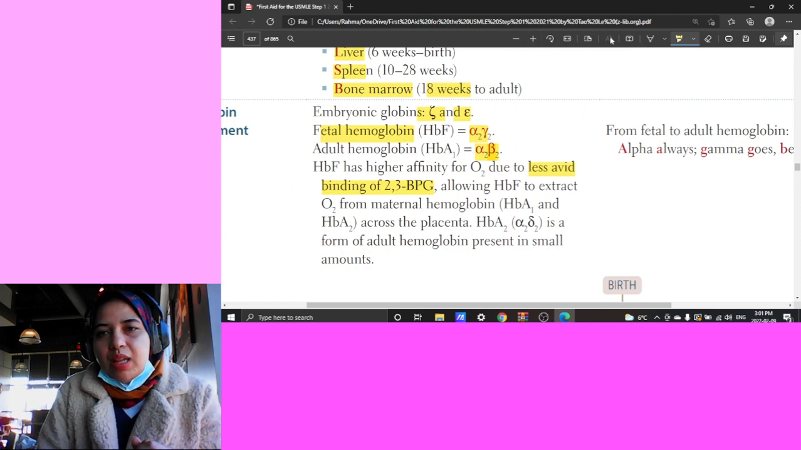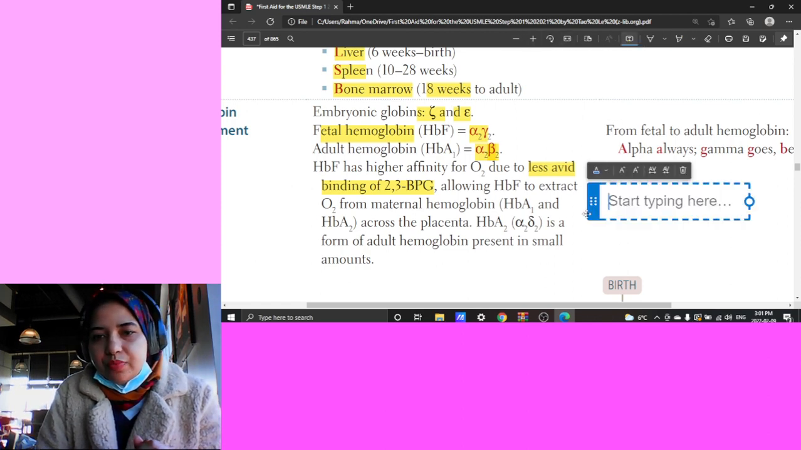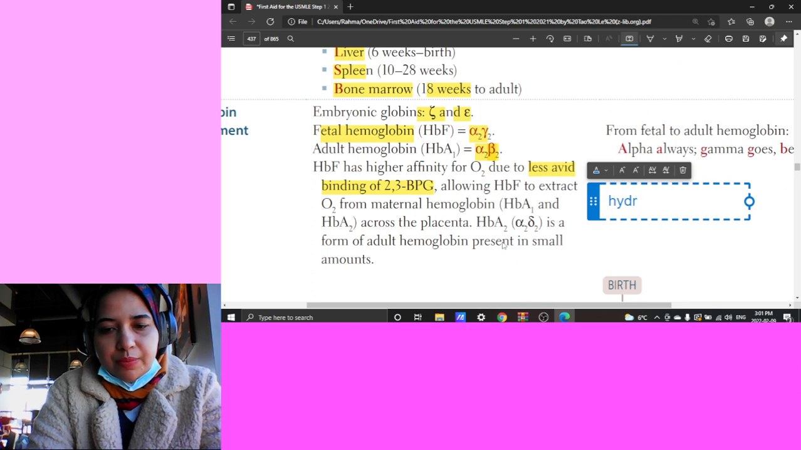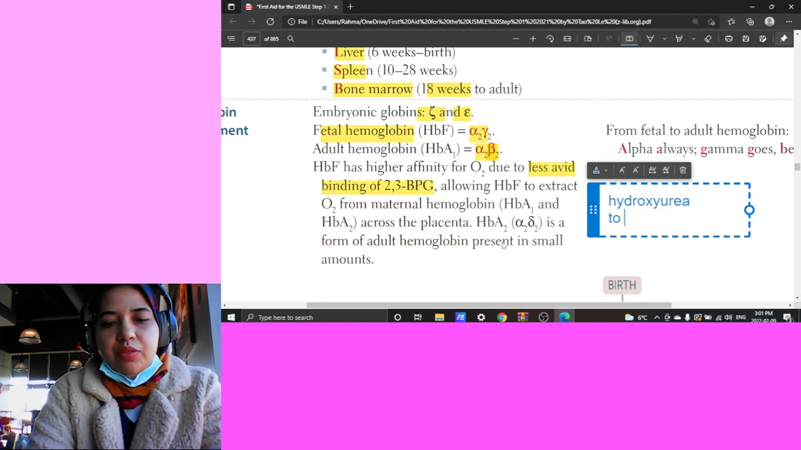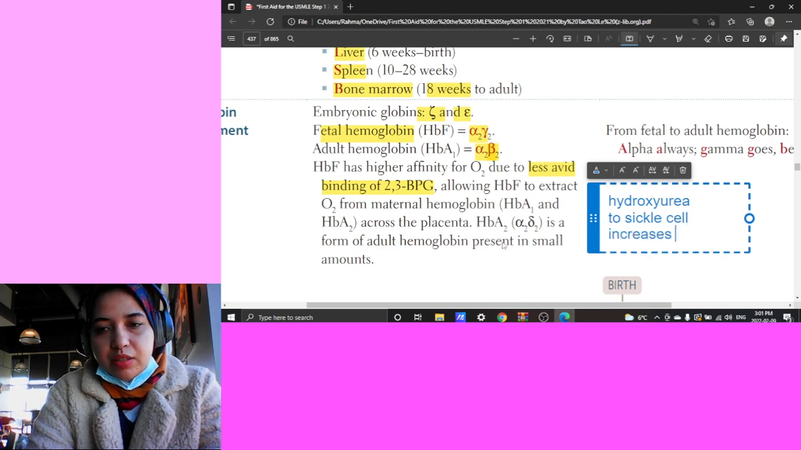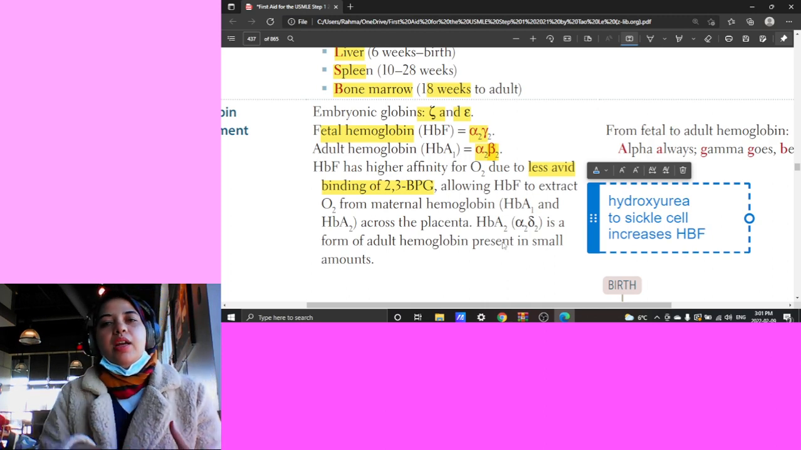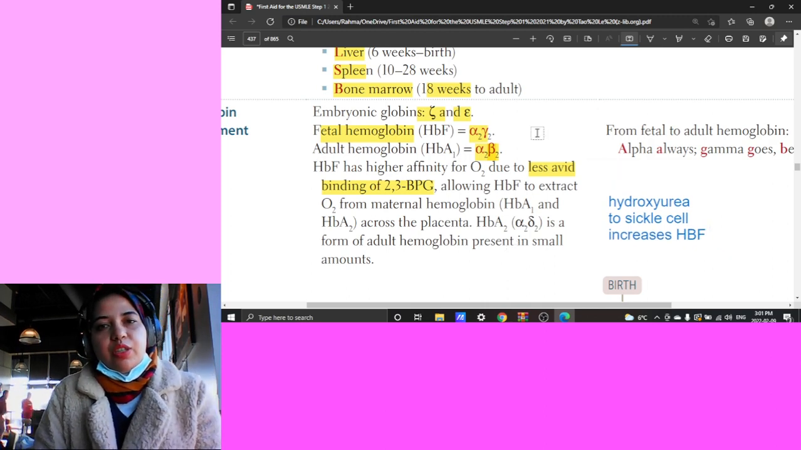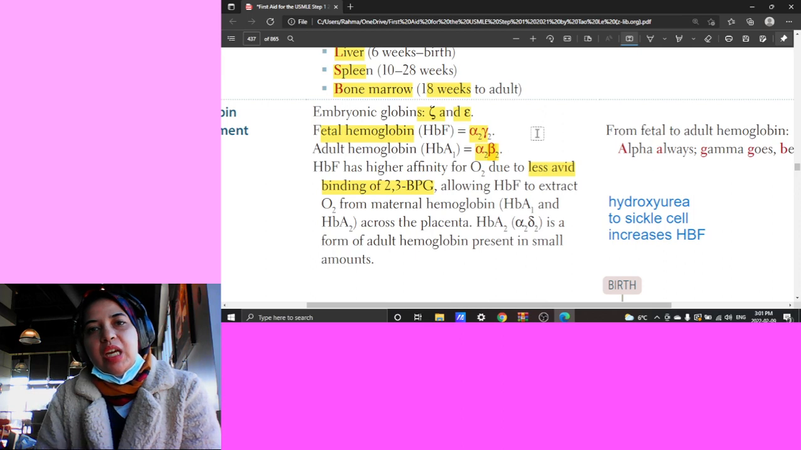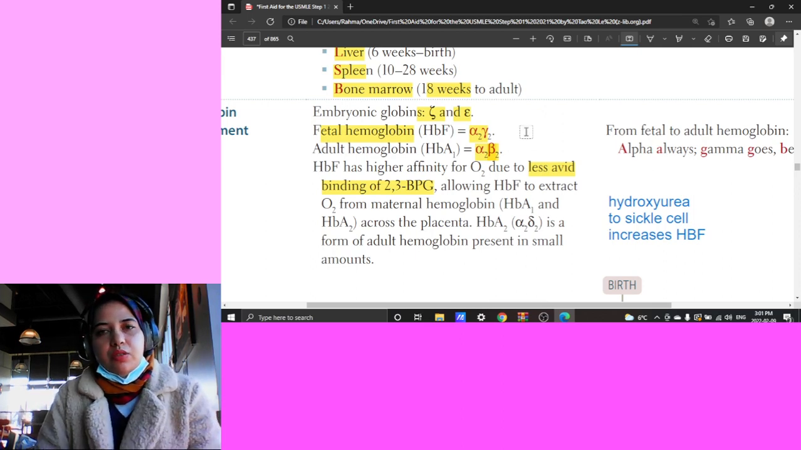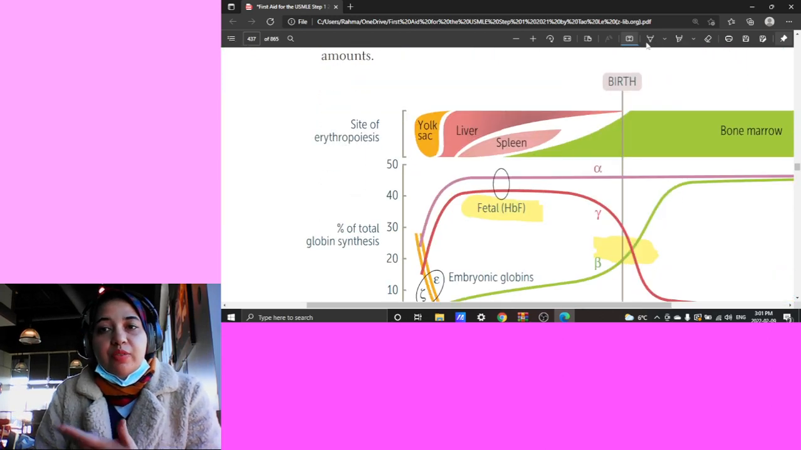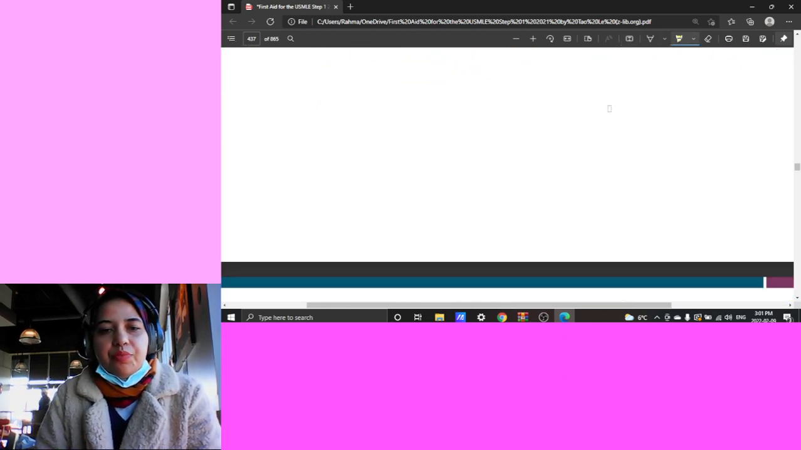So let's make a little note here for ourselves. So we give hydroxyurea to a sickle cell patient because it increases, right? It increases HbF. And HbF has, like we said, an increased affinity to oxygen because it has decreased 2,3-DPG. So it's more stable, it's more resistant to hypoxia, and you won't have those events of sickling as often. So that's a very high point to be aware of.